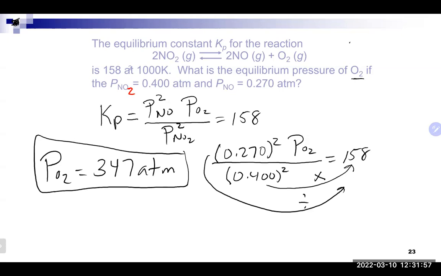Now, does this make sense? Well, it sort of makes sense, right? Our K value is 158, which means when we reach equilibrium, we mainly have reactants or products. We mainly would have products, as it is a large value of K. That means we mainly should have NO and O2 there, which should be probably providing a majority of the pressure. And with O2 at 347, I think it's providing most of the pressure that's happening in that particular situation. Any questions on any of that there? Yeah.